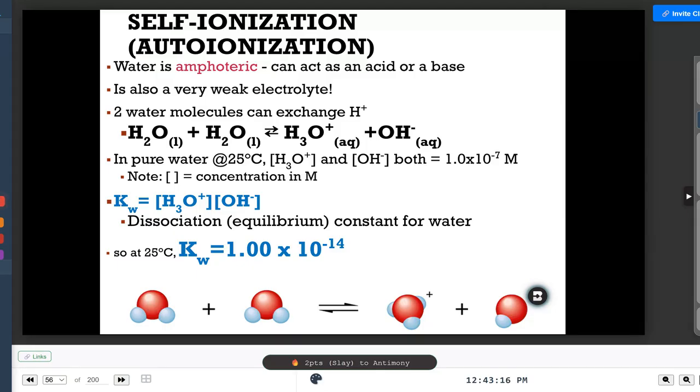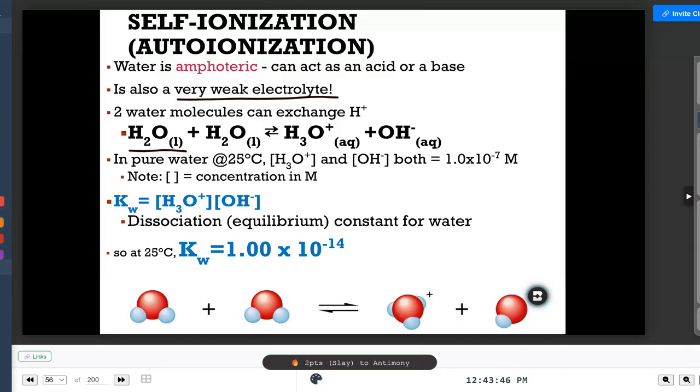Now, what we've done by experimentation is figured out how often this happens, okay? We learned yesterday that amphoteric means that it can act as an acid or a base. And because one of the water molecules is giving away a hydrogen and the other water molecule is receiving the hydrogen, that means one of these water molecules is an acid and the other molecule is a base. So it is being both. And what we have done is we have measured this. Because it's a very weak electrolyte, we can measure the amount of this process that is taking place.